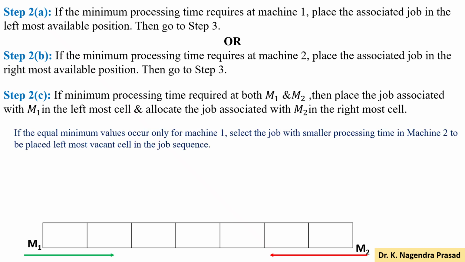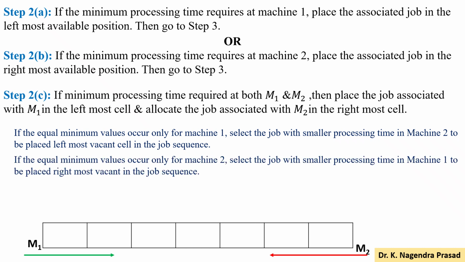Similarly, there are two other conditions for a tie. First one is if the equal minimal values occur only for machine 1. So if the minimum processing times are equal for only machine 1, then we have to select the job with smaller processing time on machine 2 to be placed in the leftmost vacant cell in the job sequence. Similarly, another condition for a tie is if the equal minimal values occur only for machine 2, select the job with smaller processing time on machine 1 to be placed in the rightmost vacant cell in the job sequence.